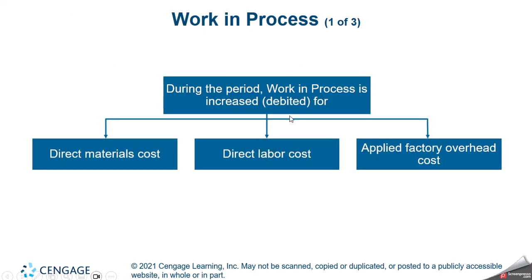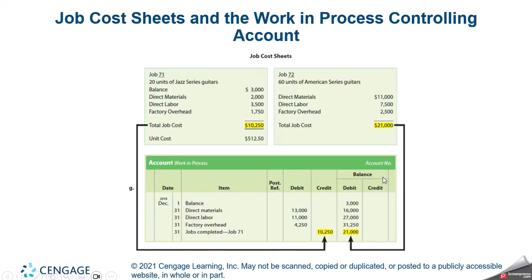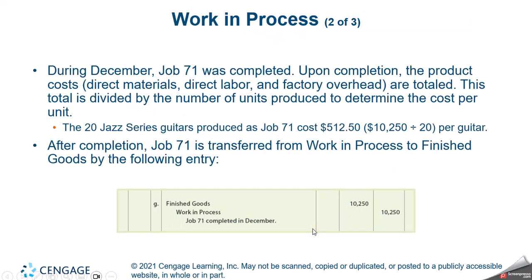So again, looking at the overall work in process, we've got direct materials that were charged to it, direct labor charged to it, and then we applied the factory overhead to it. So then here they show us, and it's all coming into that same account. So we have the direct materials, the direct labor, and our factory overhead. And then when we complete the job, we're going to credit out of it work in process, and then it's going to end up going into finished goods.